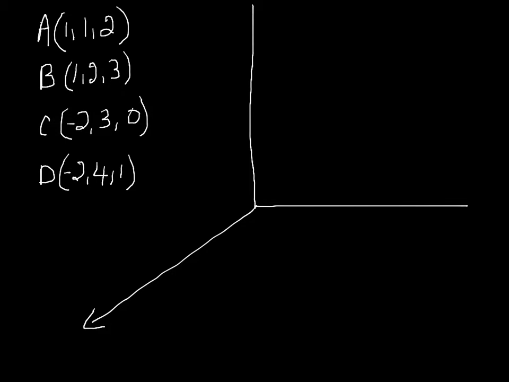Number 2, graph the quadrilateral. A: front 1, right 1, up 2. 1, 2. This is A. Point B: front 1, right 2, up 3. 1, 2, 3. This is B.